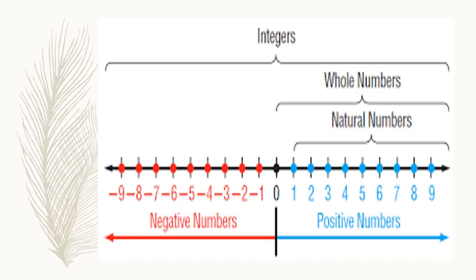Here we have a clear picture of natural numbers, whole numbers and integers. You can see that all positive numbers, that is 1, 2, 3, 4, 5, 6 and so on, as I have already explained, are called natural numbers. If we include 0 in the natural numbers, then they form whole numbers. In the next step, if we include negative numbers along with whole numbers, they form integers.